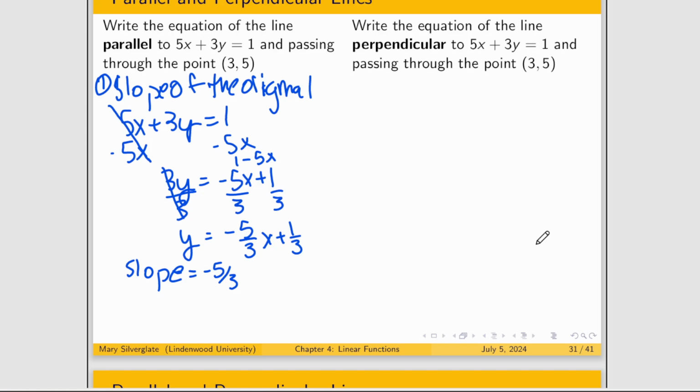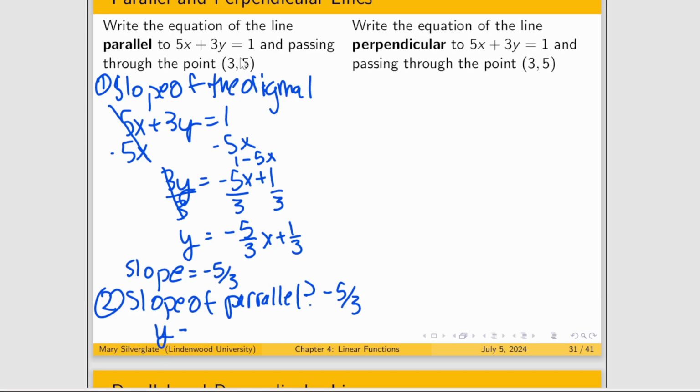And if we want a parallel line, what's the slope of a parallel line? That's going to be the same slope. So it's still going to be negative 5/3. So if we want the entire equation, that would be y minus y1, which in this case would be 5, equals our slope, negative 5/3, x minus x1, which in this case would be 3. And that is our parallel line.